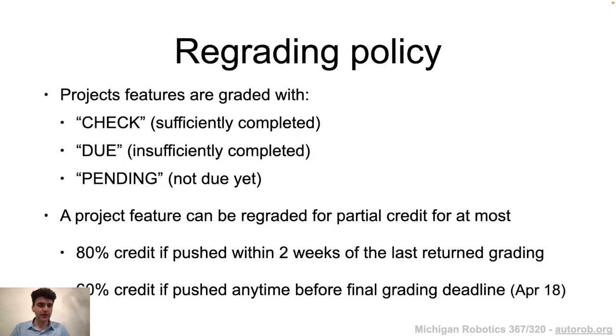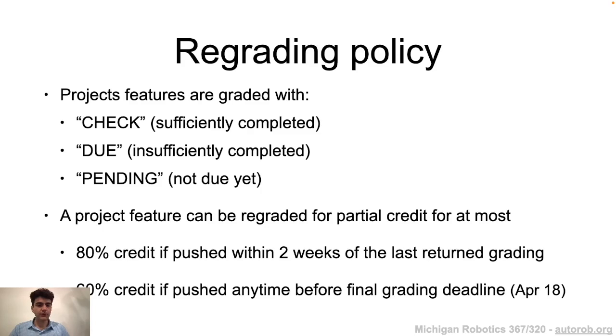In addition, we also have a regrading policy. Each project feature that's assigned could be graded within one of three states. Either it's sufficiently completed, which means it passes the continuous integration testing; or it's due, if it doesn't pass all the tests or hasn't been completed; or pending, if it hasn't been assigned yet. So for all the projects that haven't been assigned, those features would be returned as pending.